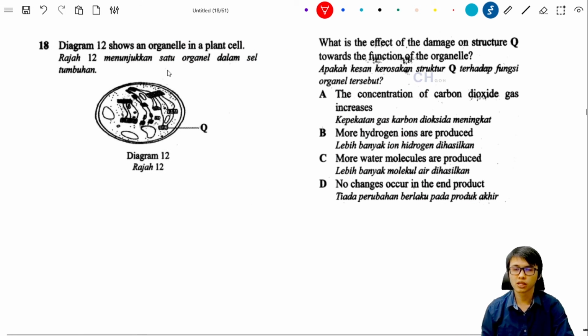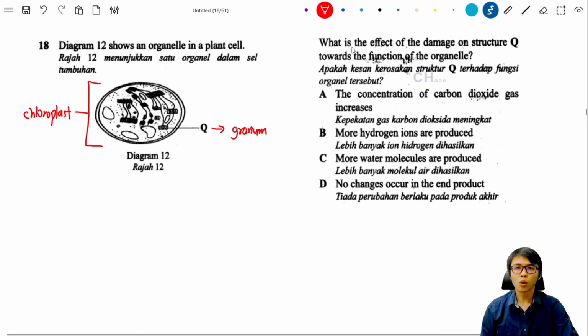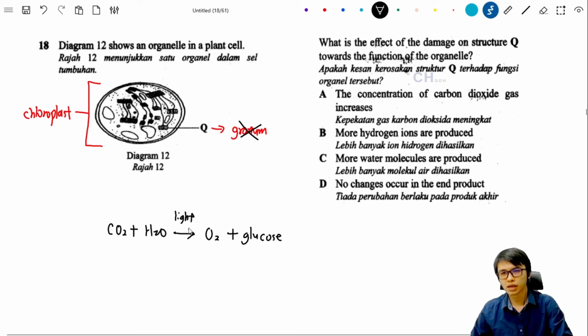Diagram 12 shows an organelle in a plant cell. This whole organelle is called the chloroplast. And inside the chloroplast, we have this structure Q. This structure Q is called the granum. Now, what is the effect of damage on structure Q towards the functions of the organelle? If structure Q is damaged, that means no photosynthesis can be carried out. Now remember, what is the chemical reaction for photosynthesis? CO2 plus H2O will produce oxygen plus glucose with the help of light and chloroplast.